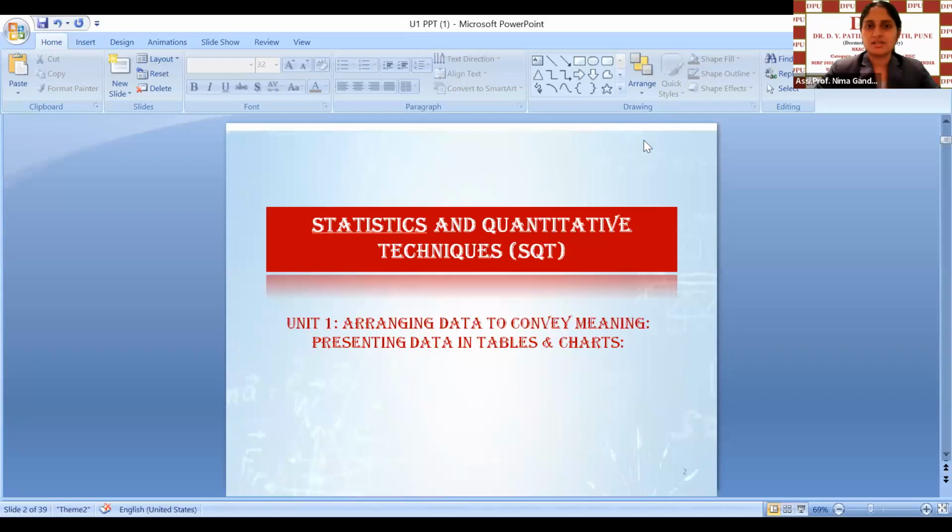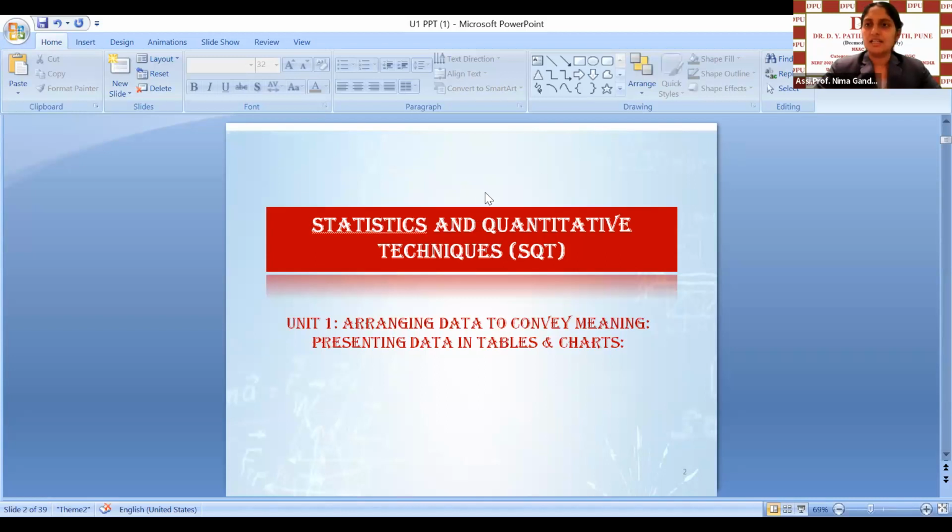This is a subject you will have in different specializations: operations, blockchain, supply chain management, and one more specialization. So this is a combined lecture for all four specializations, and we are learning statistics and quantitative techniques. This is Unit 1 from your syllabus: arranging data to convey meaning, presenting data in tables and charts.